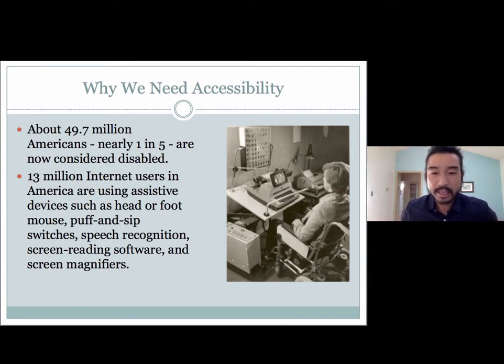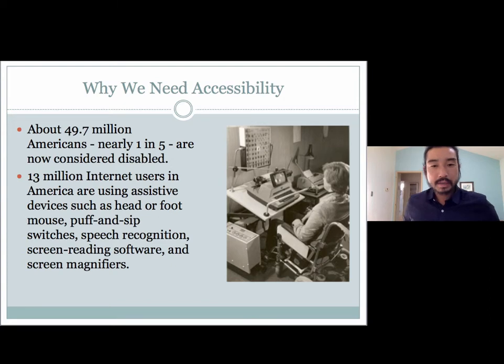So we're really looking at an aging population, as the United States population in general is aging. So that might contribute to the 1 in 5 or the 50 million people who are disabled. And that number is actually growing right now.